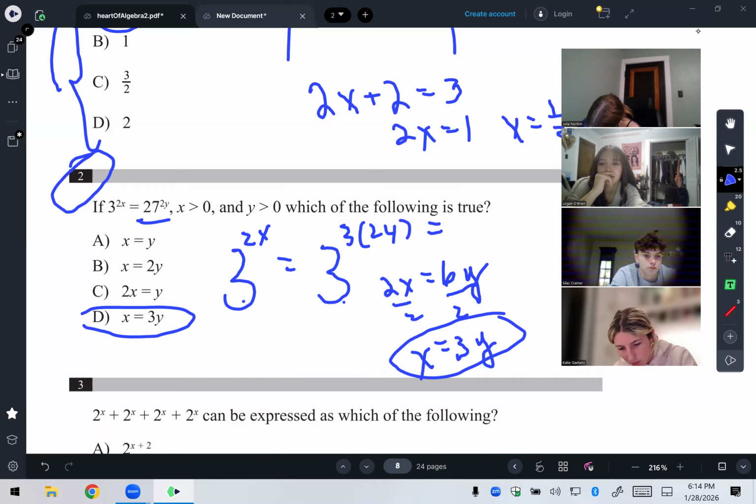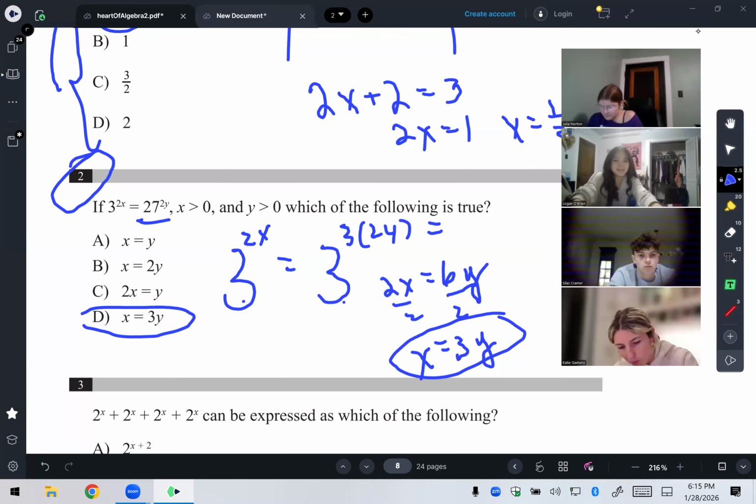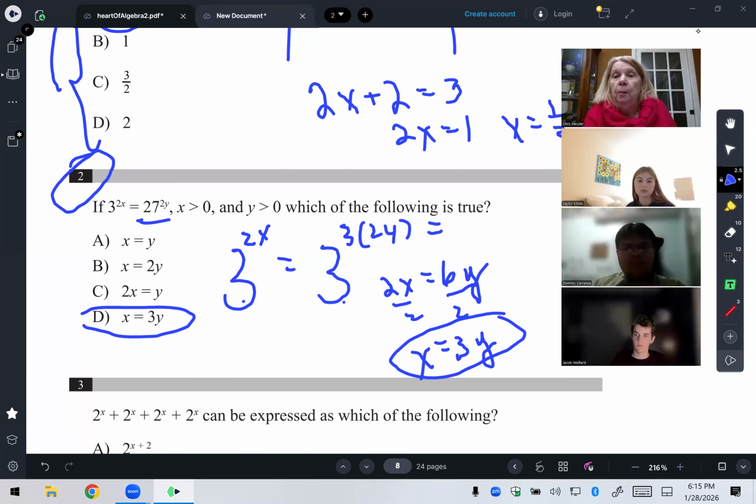Does that make sense? Logan, you okay with that? Good. Let's see. Keep going up. So everybody get this one? Jacob, you got it? I'm glad we have a break group. Let's try number 3.